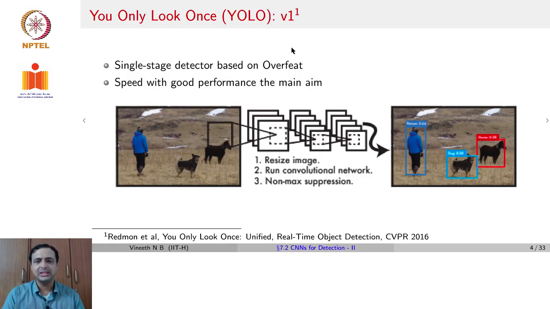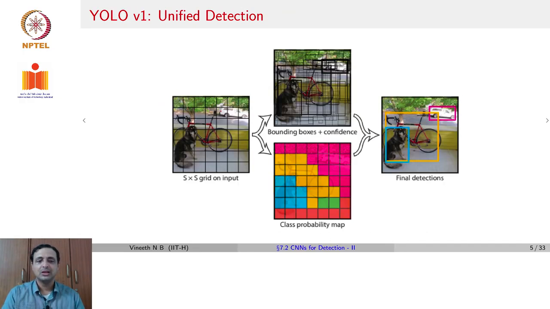You could say that all these single stage detectors are loosely based on OverFeat. They all use only convolutional layers, no fully connected layers, and speed along with good performance is the main aim. So the high level pipeline is you resize an image, you run a convolutional network, you get a set of outputs, then you do non-max suppression to identify your final bounding boxes. Let's see it in more detail. So here is an overall flow.